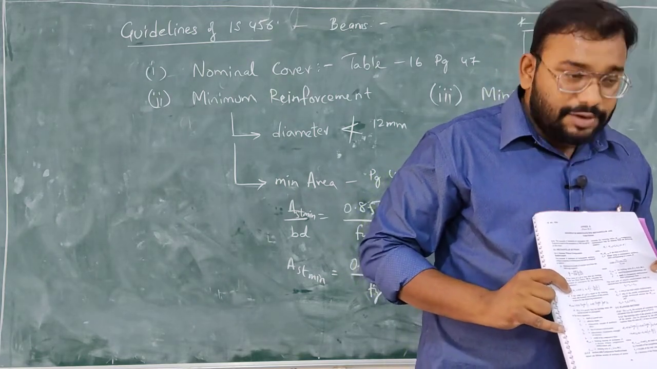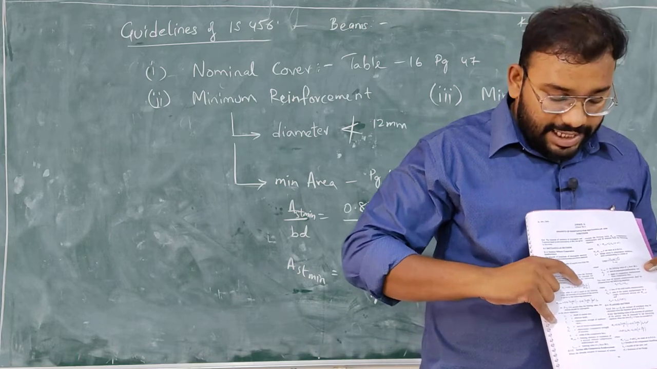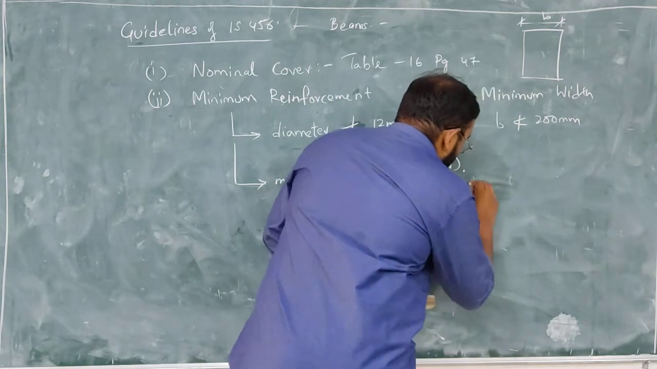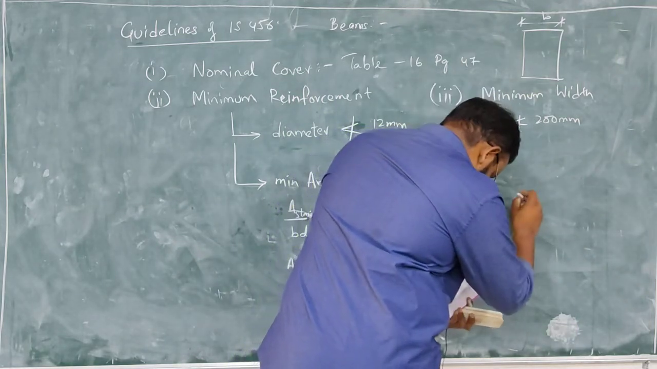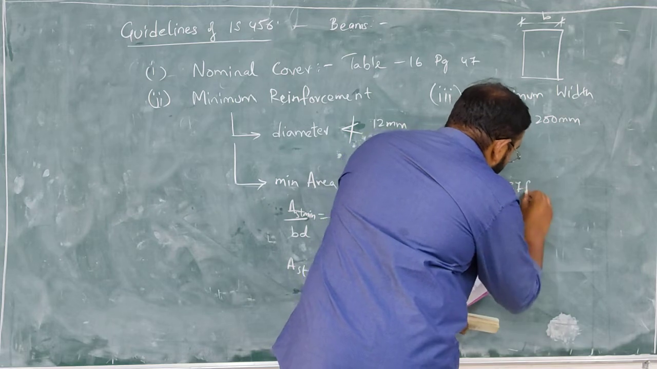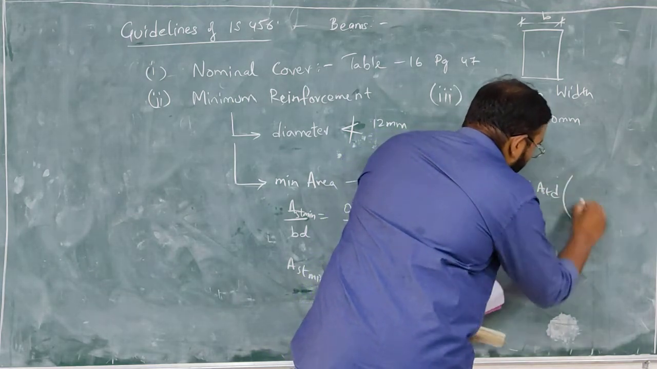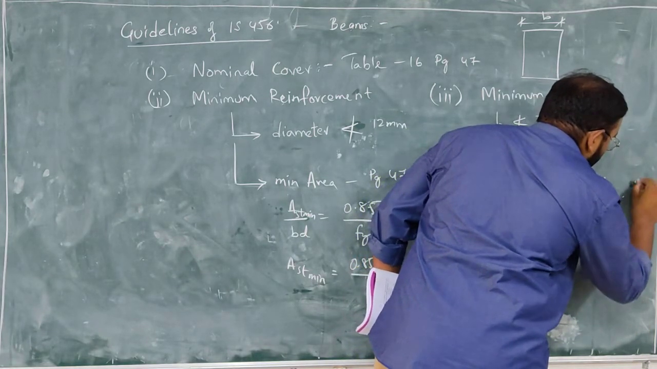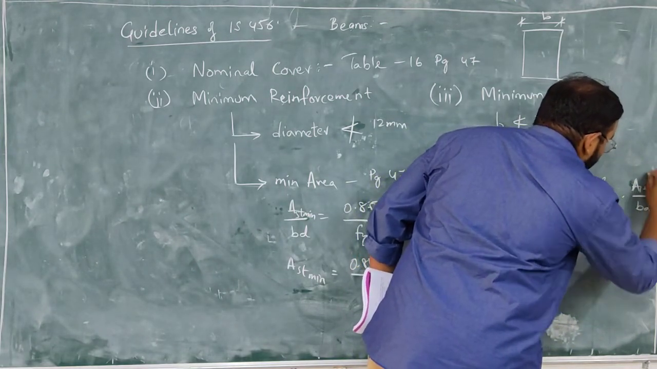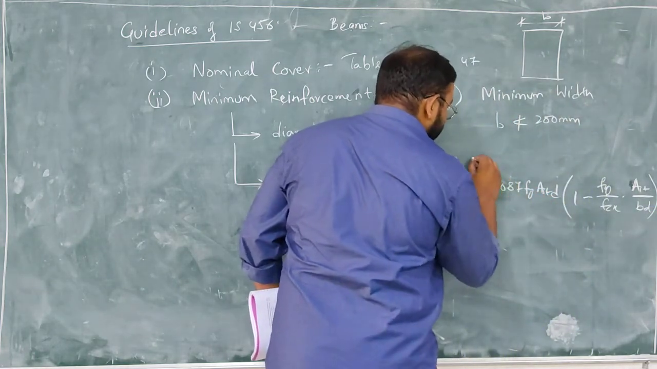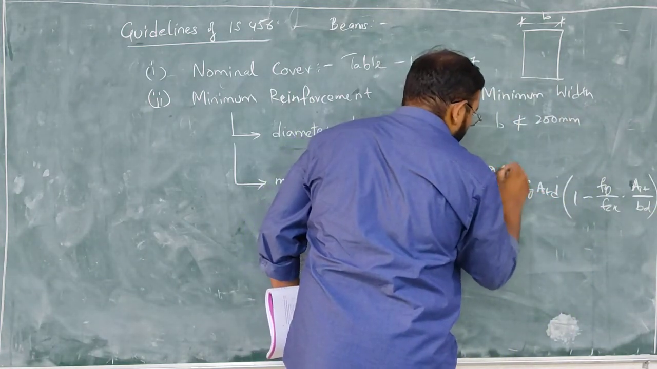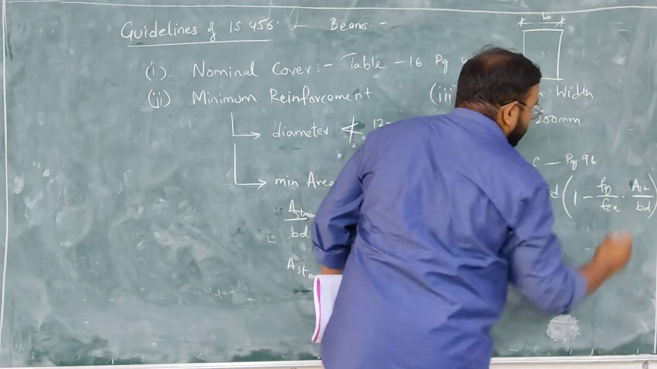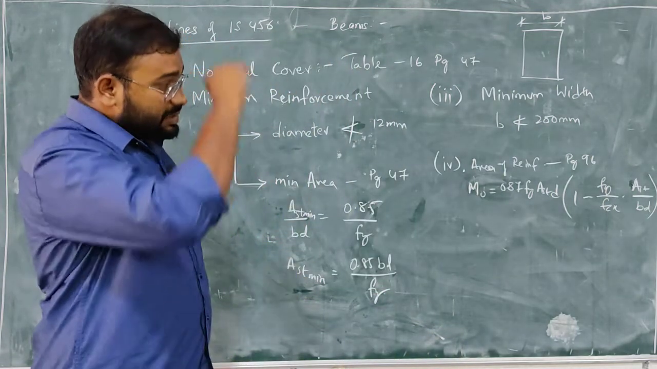Next, this is the formula which is used to calculate area of reinforcement using the moment. So the formula is Mu is equal to 0.87 Fy AST d into (1 minus Fy by Fck into AST by bd). This is given on page number 96, IS 456.